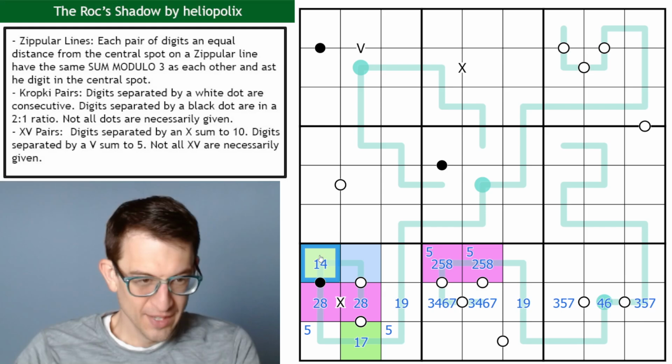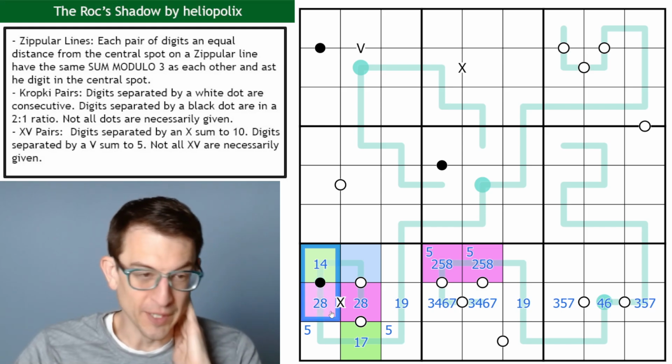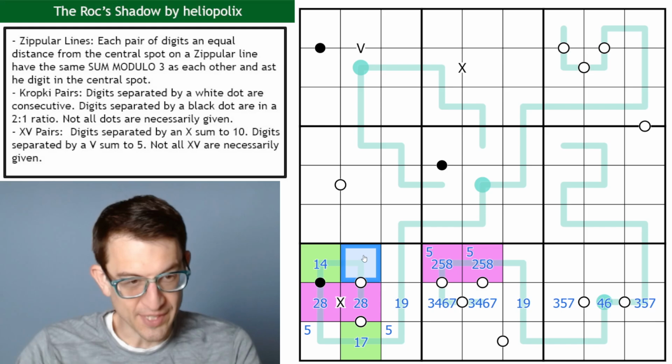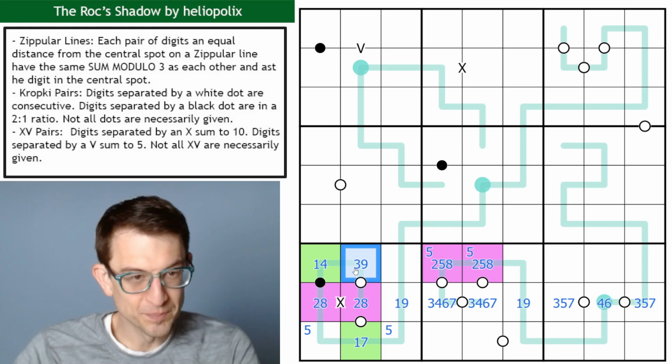So this can't be 3, 6, or 9, because to put 3, 6, or 9 on a black dot, it has to be a 3, 6 pair. They'd both have to be green. So this is 3, 6, 9. So how does that work? This is going to be either 1, 2, 3 or 7, 8, 9.